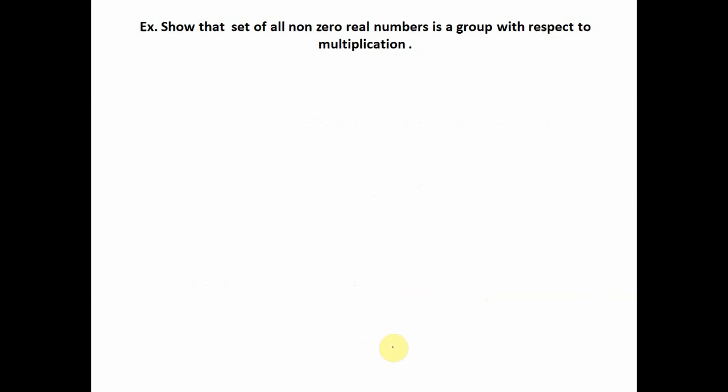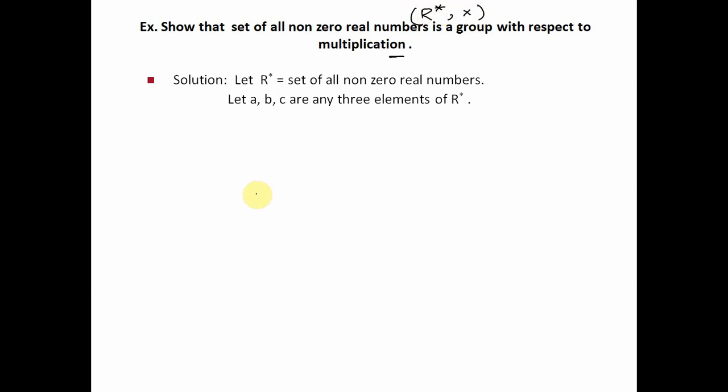Let's take another example. Show that the set of all non-zero real numbers is a group with respect to multiplication. So this is (R*, ×), where R* usually means the set of non-zero real numbers. Going by the same method, we have R*, the set of all non-zero real numbers.